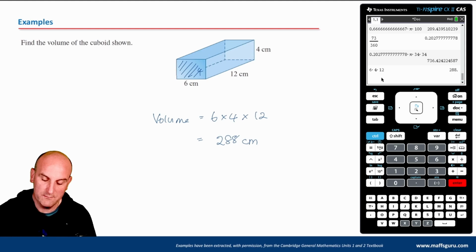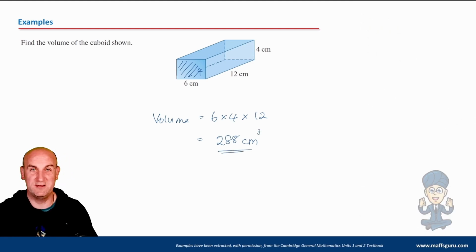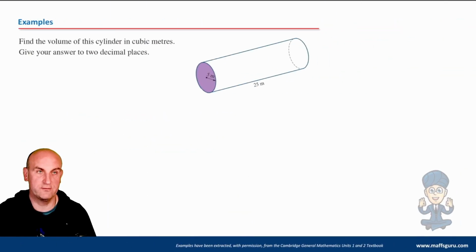288 centimeters, but with a floaty 3. And if you noticed, area was a floaty 2 because it was 2-dimensional. Length is realistically 1-dimensional, so when finding perimeters or arc length, it's just centimeters. Volume is 3-dimensional, and so we have this floaty 3.